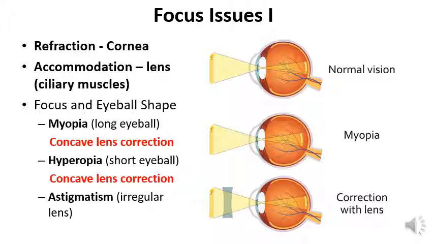Now, ideally, perfect vision would place that focal point right at the retina, not in front of it, not behind. Because as long as that focal point is right on the retina, the image is going to be in perfect focus. It's going to be clear, it's going to be sharp.